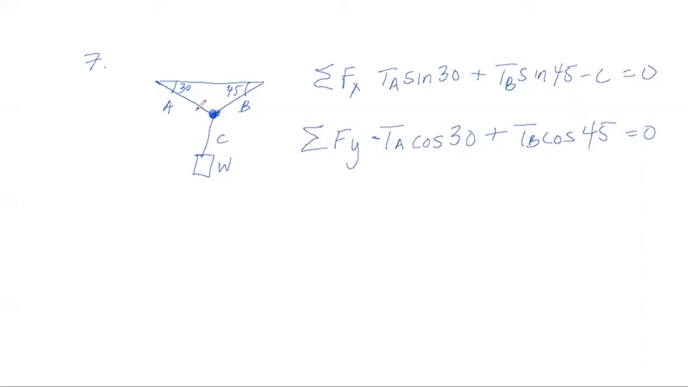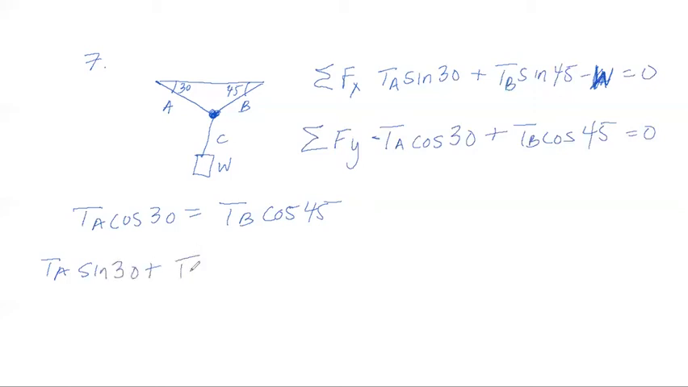All right, so let's see. Oh, I'm sorry. C, we'll call CW. We know that C is going to be equal to W. All right, I'm just looking at my solutions. So I'm going to go ahead and start solving. So I've got TA cos 30 equals TB cos 45. And I've got TA sine 30 plus TB sine 45 equals W.